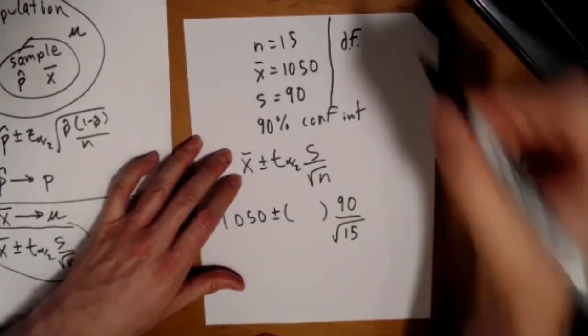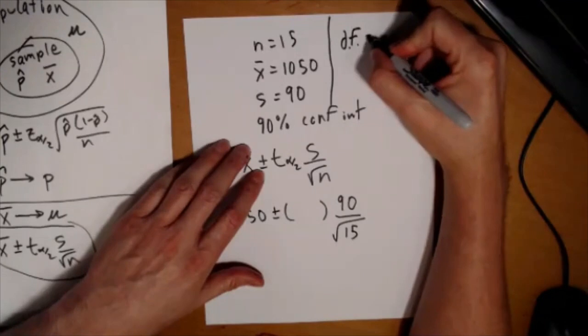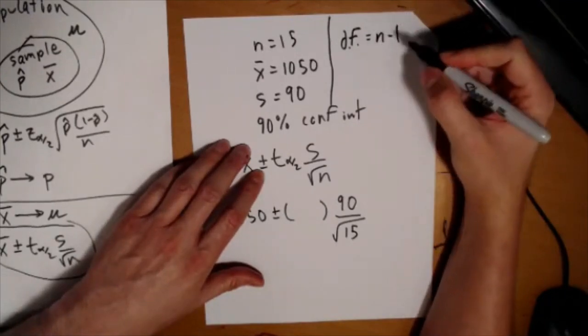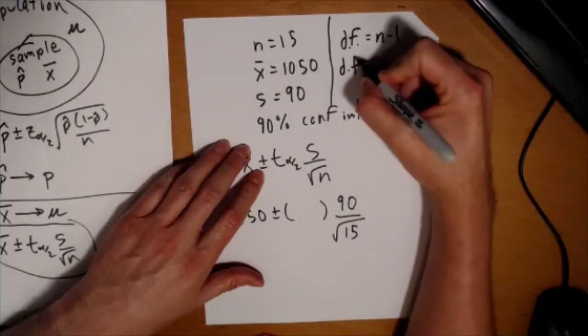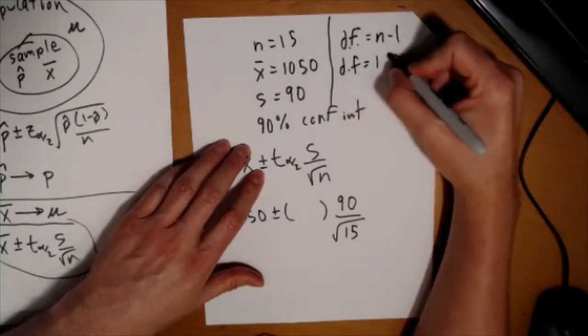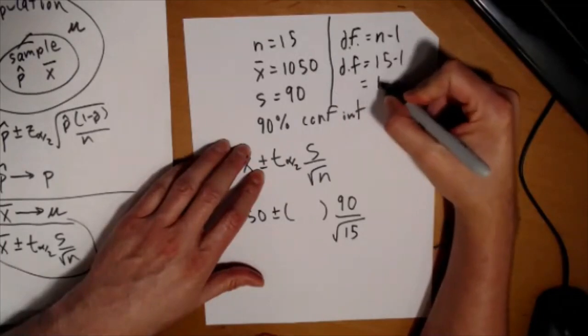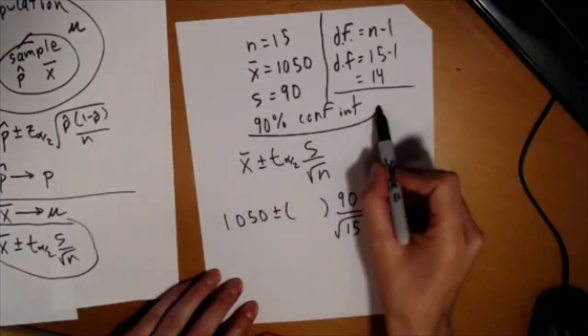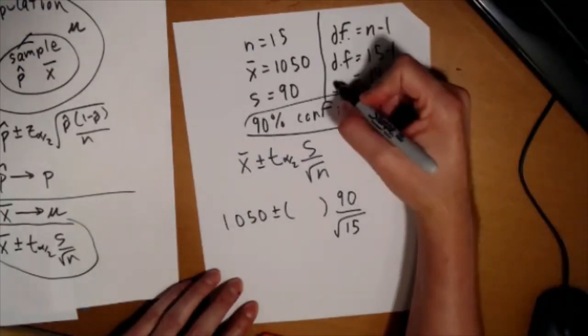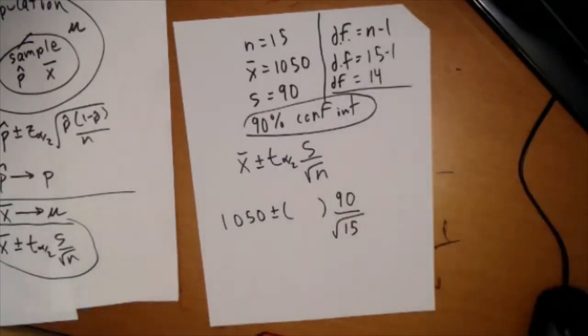Okay, so here's a complicated idea, and right now you're just going to need to go along with it. The degrees of freedom, the df, is just n minus 1. What's degrees of freedom? Let's not worry about that right now. I'll explain it later. So the degrees of freedom is just 15 minus 1, which is 14. So they want a 90% confidence interval with the degrees of freedom of 14.